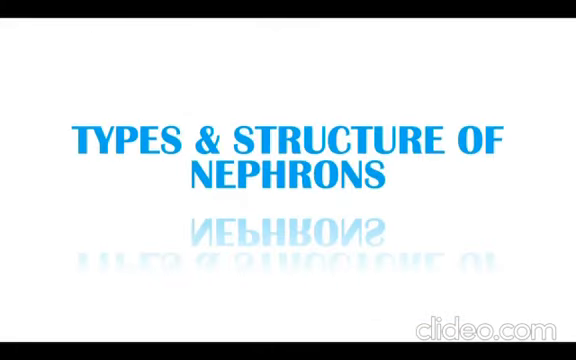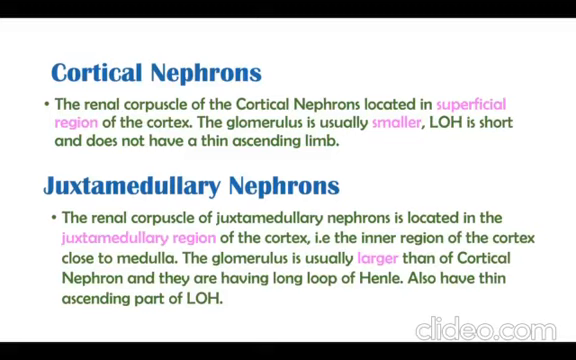Okay, second, types and structure of nephrons. There are two types of nephrons, cortical nephrons and juxtamedullary nephrons. Cortical nephrons are located in the renal cortex, and juxtamedullary nephrons lie in the renal cortex close to the renal medulla. For cortical nephrons, the renal corpuscle is located in the superficial region of the cortex. The glomerulus is usually smaller. The loop of Henle is short and does not have a thin ascending limb.